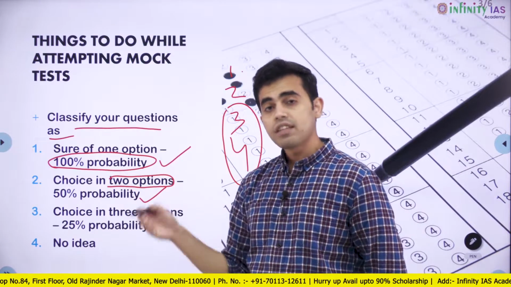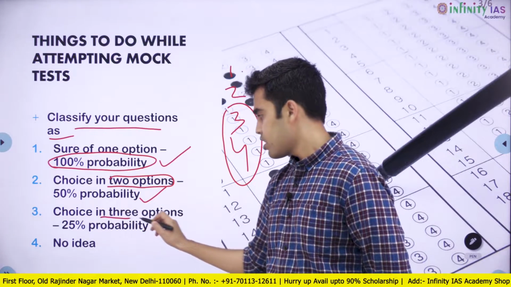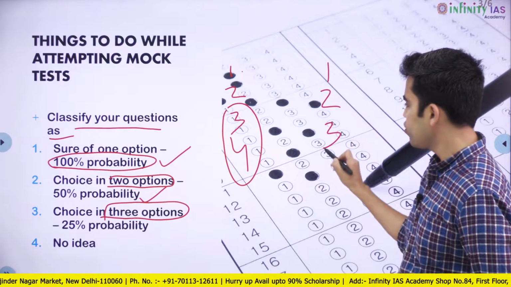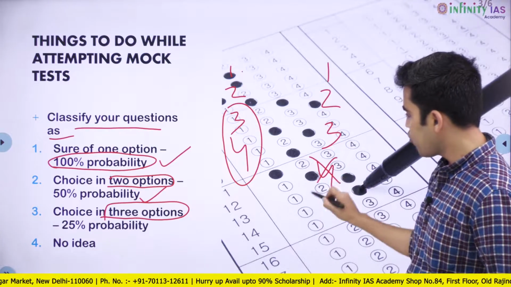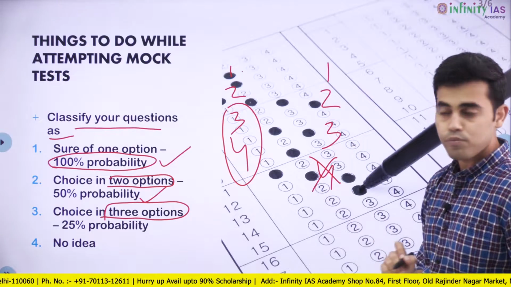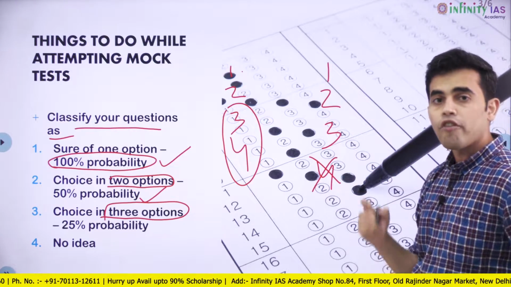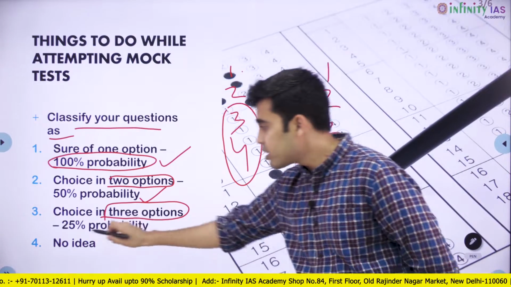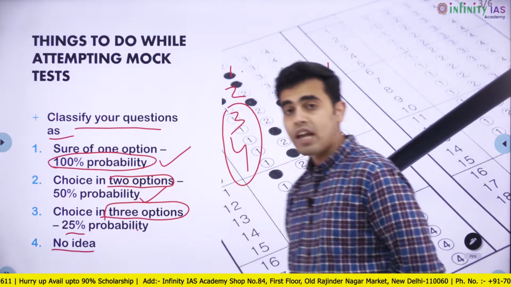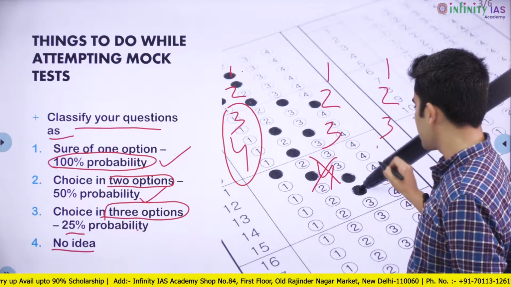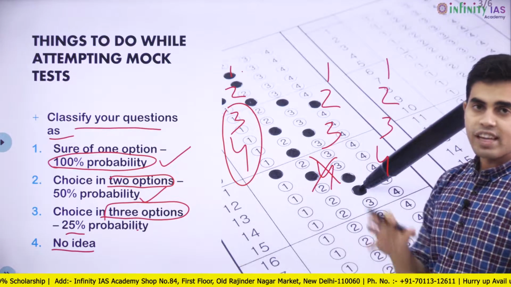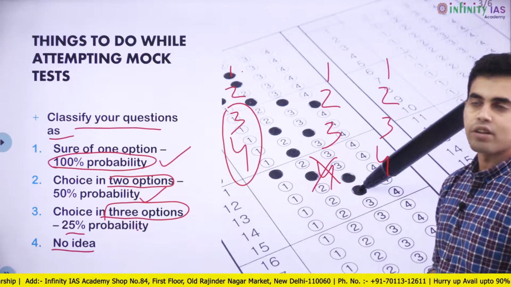Next comes the third category where there is a choice in 3 options. What does that mean? In a given question, we are able to eliminate one option, but there are 3 other options left and we don't know which one is the right answer. So here the probability of getting the question right is only 25%. Next comes the fourth category, where in the 4 given options, we cannot eliminate any option. Those we can only guess, and we are not very sure.